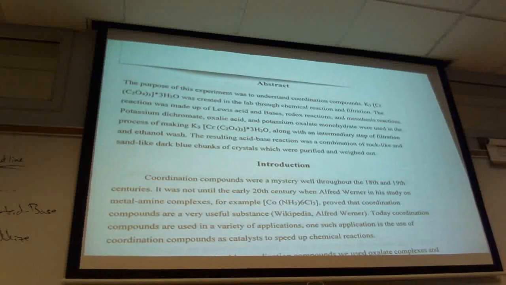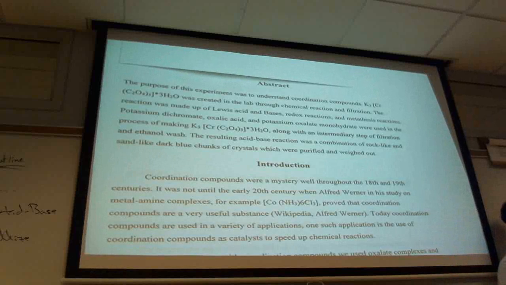That's kind of nice, chemical reactions we use. Reaction was made up of Lewis acid base, redox reactions, and metathesis reactions. Was there a metathesis reaction? Actually, I was a little bit wrong about one of those. In the crystallization step, what happened? It's formation of solid, but how are the solids forming? The ions are combining. Ion combinations are metathesis. So there is a metathesis reaction there.